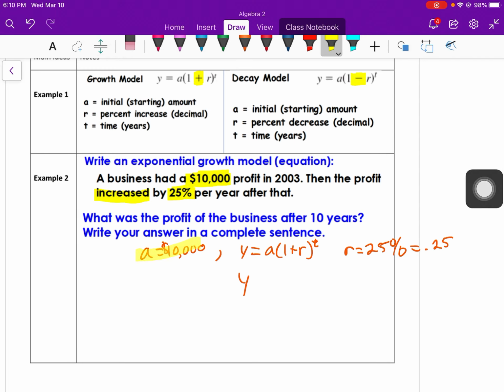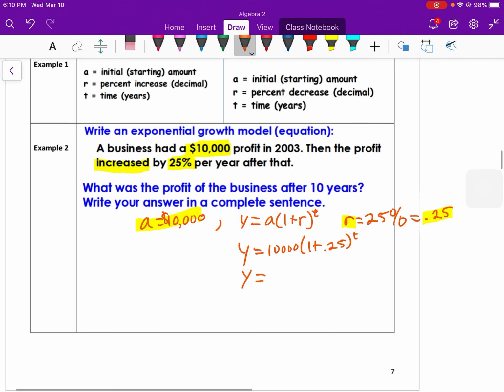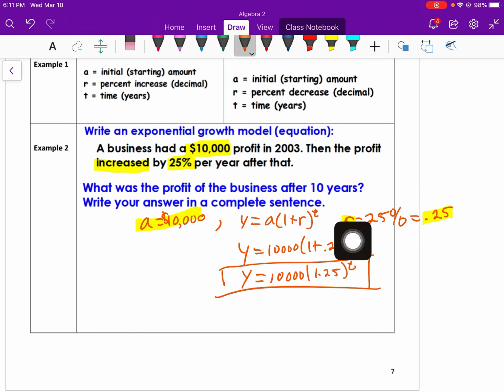So we're going to be plugging in our A and our R, which is 25%. So we get y equals $10,000 times 1 plus 0.25 to the T power. And then we can simplify that, combining our like terms in the parentheses. So it's y equals 10,000 times 1.25 to the T power. So my first question was asking us to write an exponential growth model equation. This is that equation.